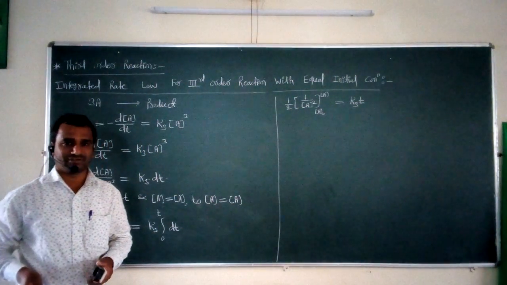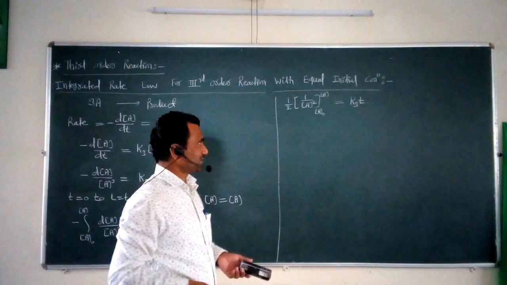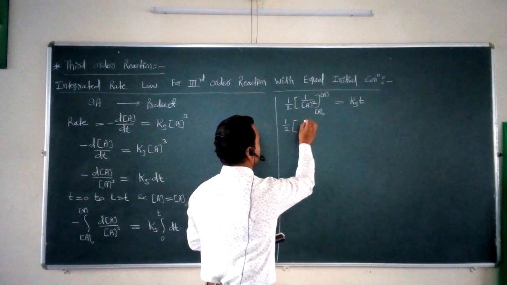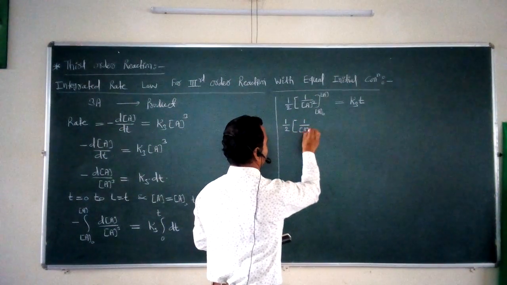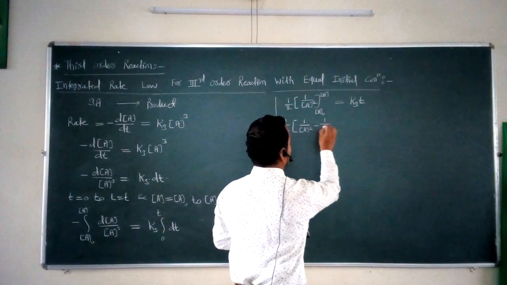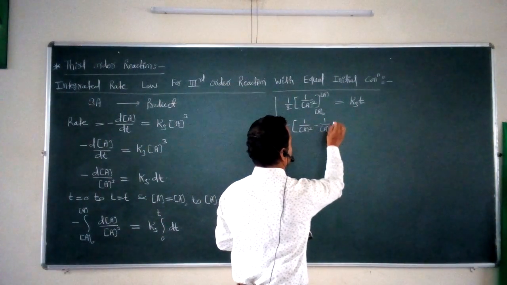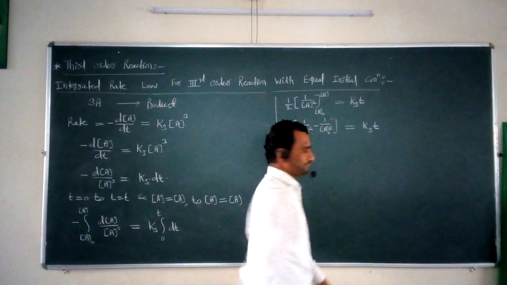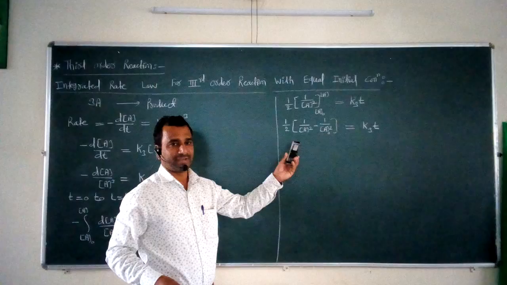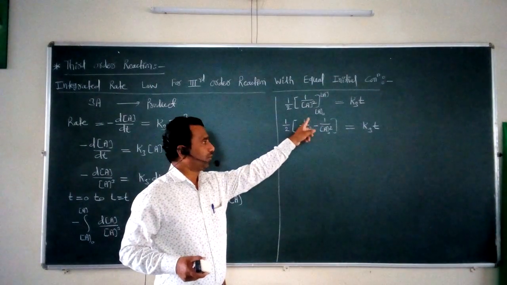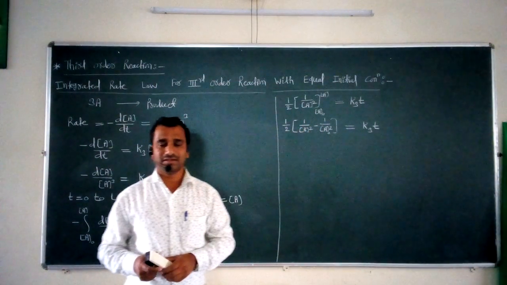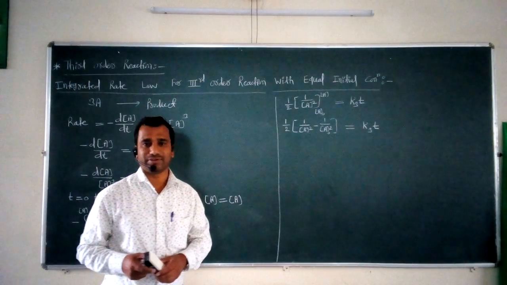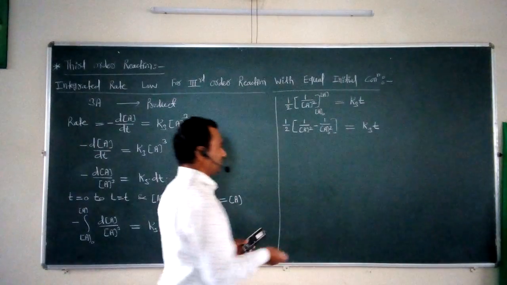Now you may write the same equation in the next step as 1 by 2 into 1 upon A square minus 1 upon A0 square is equal to K3 into t. We can split up this term and write here 1 by 2 into 1 upon A square minus 1 upon A0 square. So this is the next step.